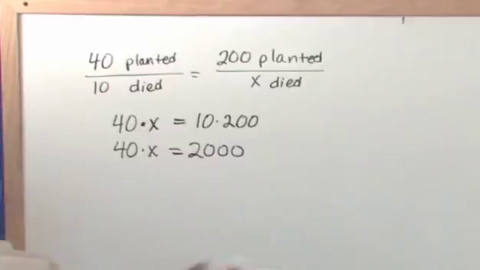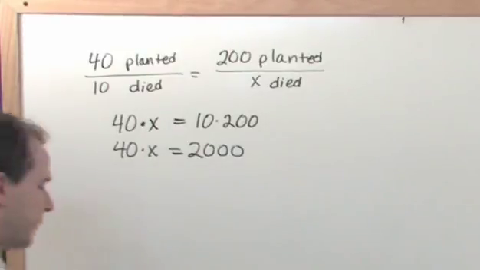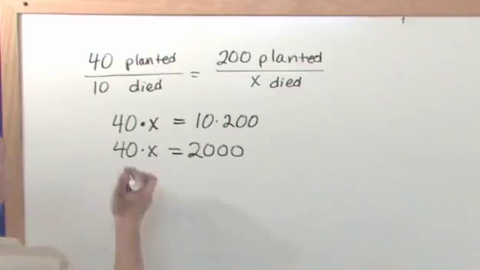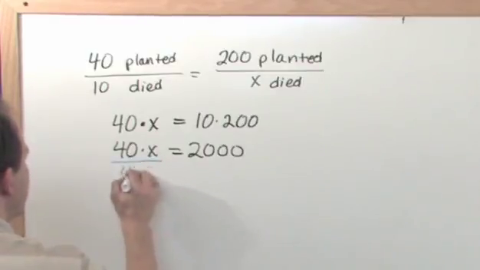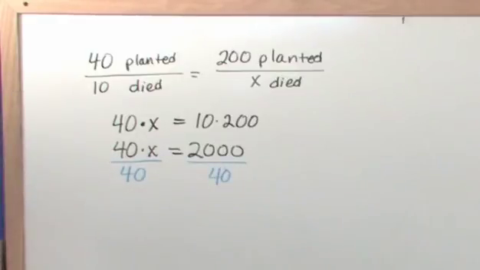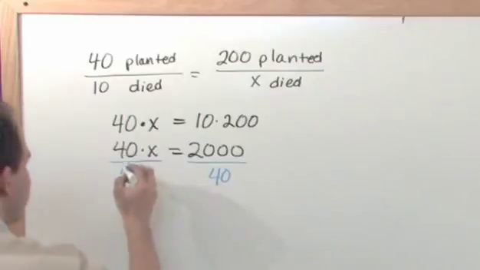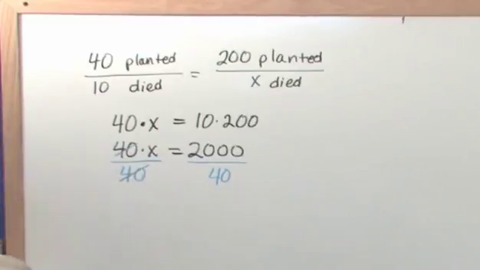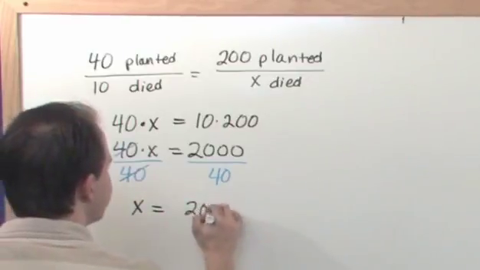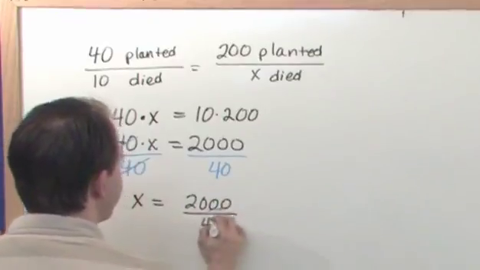So we want to find out how many died, which is what X represents. And we want to get X by himself, because once we do that, we have our answer. Since it's 40 times X, we want to do the opposite, which is division. So we'll divide by 40 on the left, and then we must do the same on the right. The reason is that 40 divided by 40 is 1, so they disappear. On the left-hand side, all you're going to have is X is equal to 2,000 divided by 40.